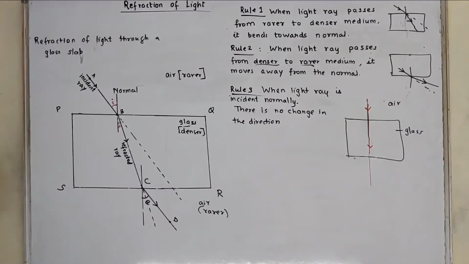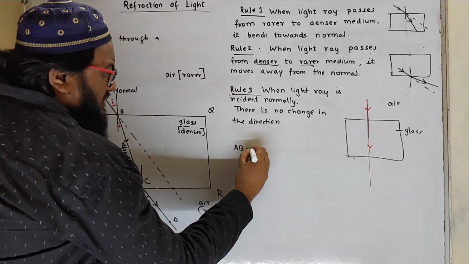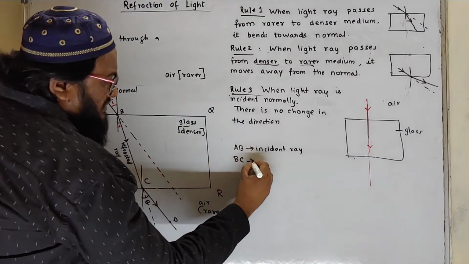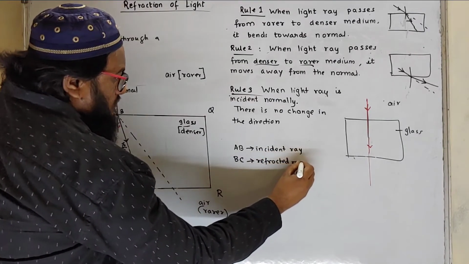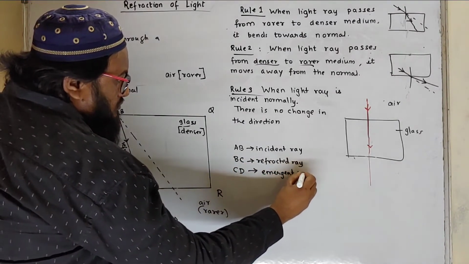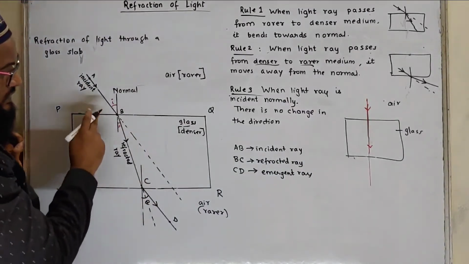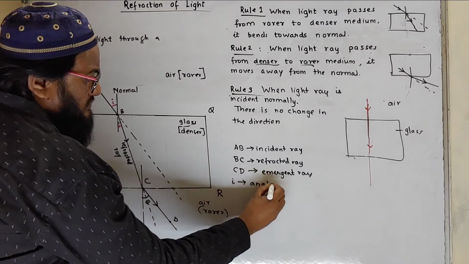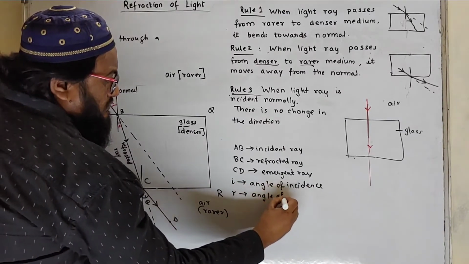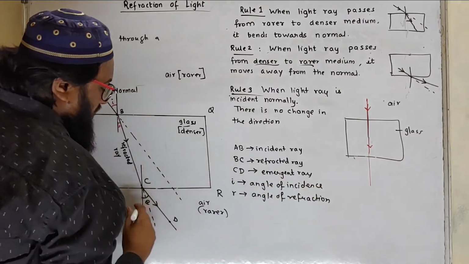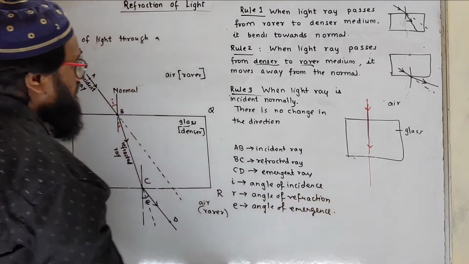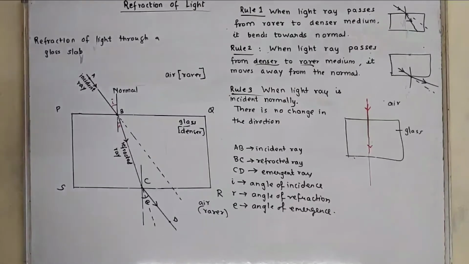So after drawing this diagram, you need to write down, AB is what? Incident ray. BC is what? Refracted ray. Then CD is what? Emergent ray, since it comes out of the glass. Then I is angle of incidence. R is angle of refraction. And E is angle of emergence. So this is the diagram for refraction of light through a glass slab.